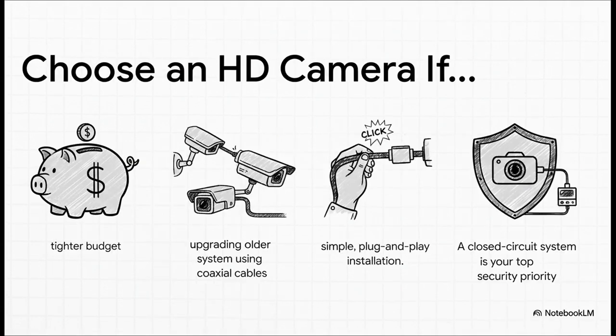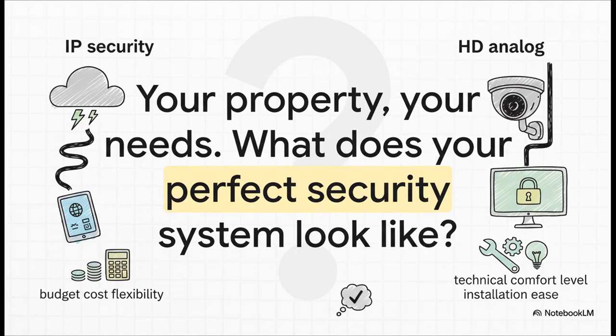Okay, so who is an HD camera for? You should choose an HD camera if you're working with a tighter budget. Simple as that. Go for HD if you just want a simple, no-fuss, plug-and-play setup. It's also an absolute no-brainer if you're upgrading an older CCTV system, because you can use the exact same cables you already have. That's a huge time and money saver. And finally, if the security of a closed-circuit system is your number one top priority, well, the design of an HD system is just unbeatable. And there you have it.